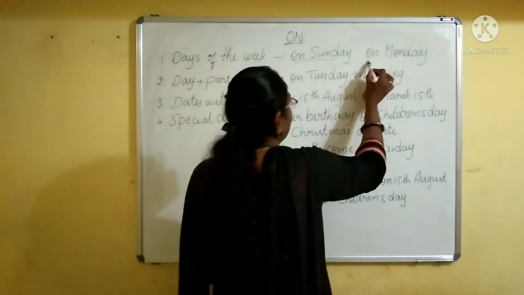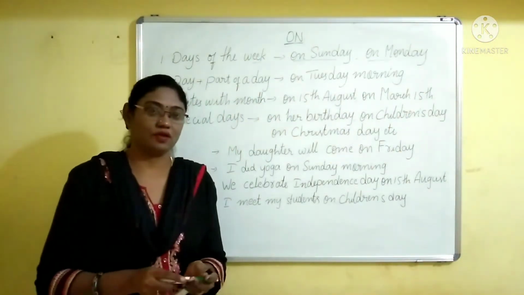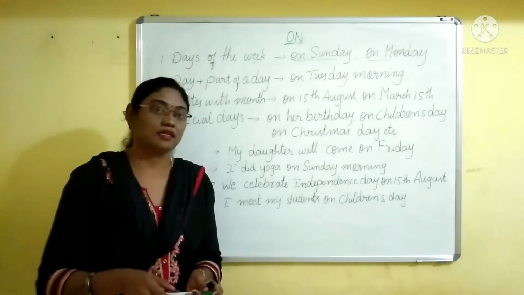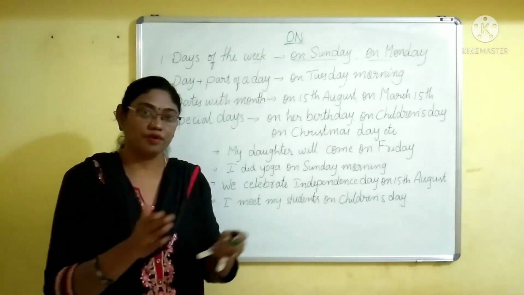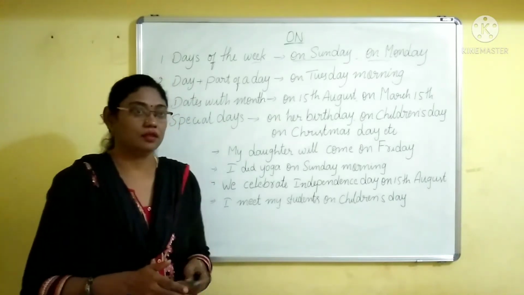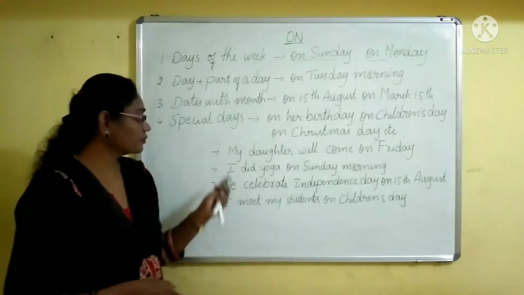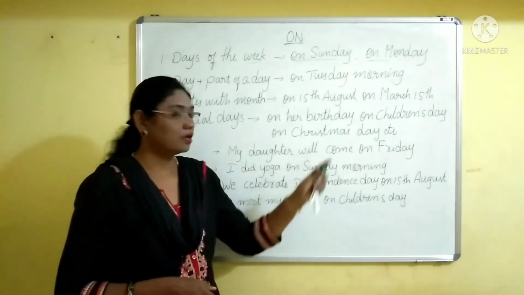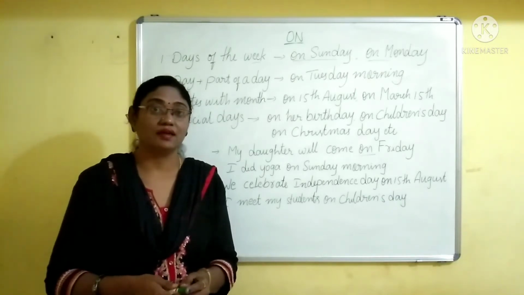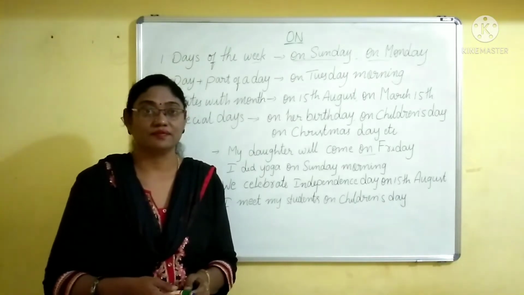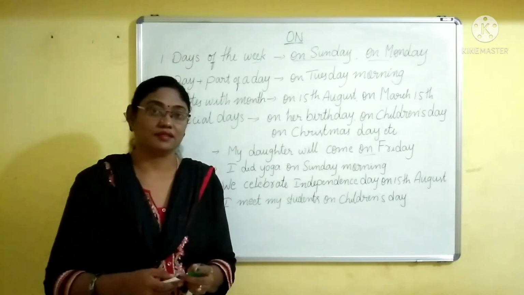On Sunday, on Monday, on Tuesday, on Wednesday, like this. Okay, when we talk about the days of the week, we have to use the preposition on before the day. On Sunday, on Monday. For example, my daughter will come on Friday. I do exercises on Sundays. Okay, it means every Sunday, regularly.